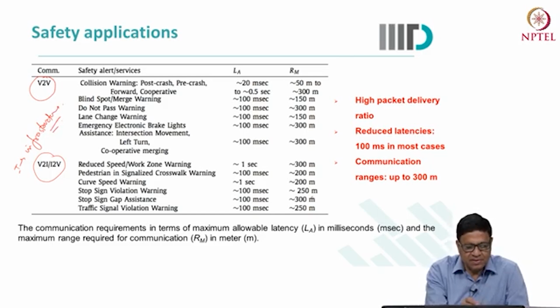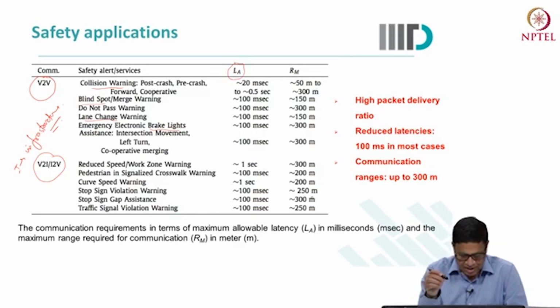So these are some of the services: collision warning, for example, or blind spot, or lane change, or emergency electronic brake lights, left turn, and then there are V2I services, reduced speed, curve speed warning, or stop sign violation, stop sign gap assistance, traffic signal violation warning. So these are some of the applications of V2I. And this column actually gives what kind of latency is needed. That is, what is the maximum allowed latency.